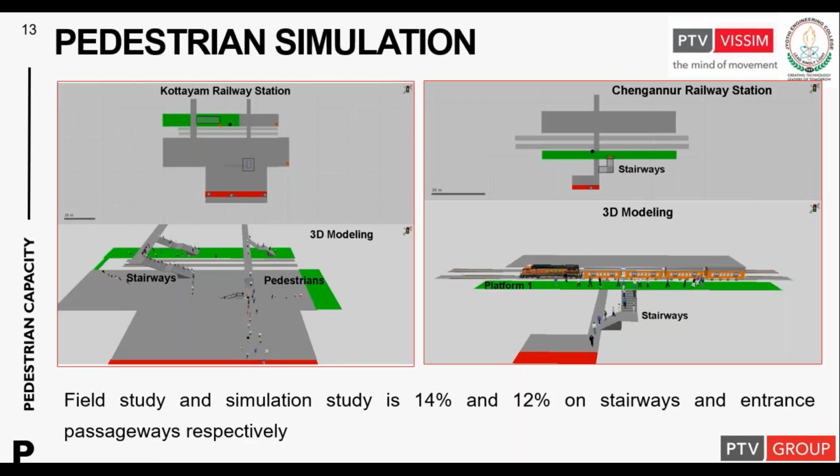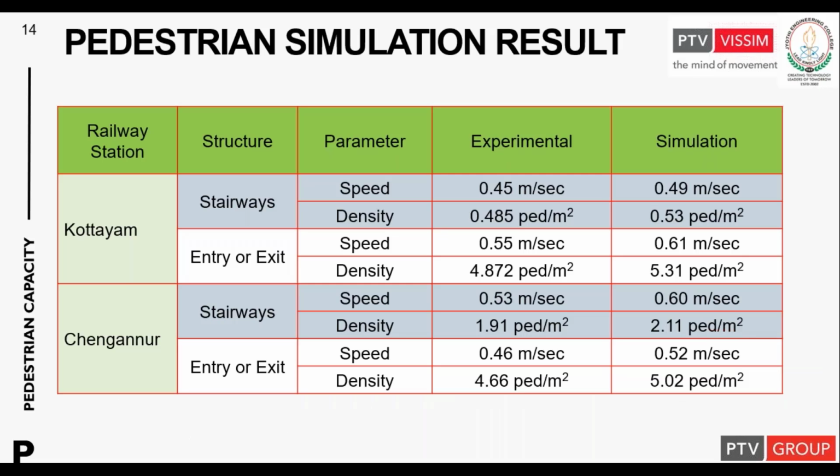Based on that, the 2 railway stations are simulated for pedestrian movement using the Vissim software, with the input data of total volumes and average speed of the pedestrians. The result shows a difference between the field study and the simulation study of 14 to 12%, a variation in the values on the stairways and the entrance of the passageways respectively. And these are the results I got from the simulation and the experimental field study for the stairways and the entry and the exit, for speed and density.